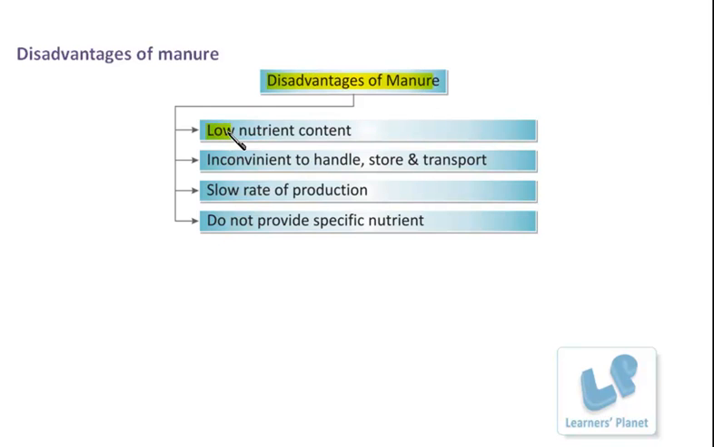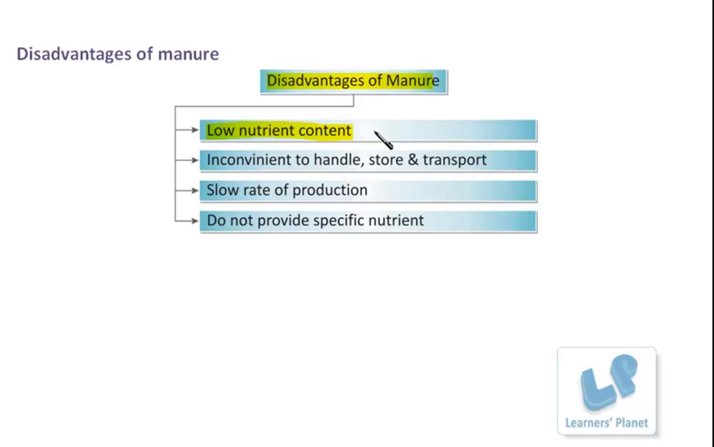The very first point is that they have a low nutrient content. See, initially I explained to you that different types of macronutrients and micronutrients are required for the growth of plants. These inorganic compounds are present in low concentration. So that is the first disadvantage of the manure. And if they have a low concentration of these inorganic nutrients, then they are required in bulk, in large quantity. So this is one of the disadvantages.